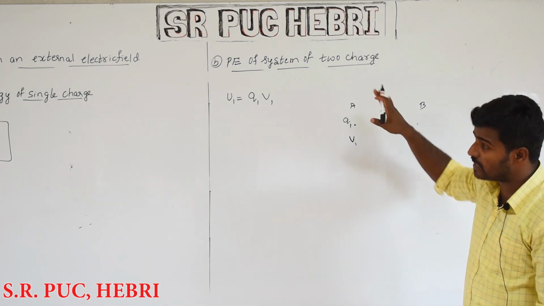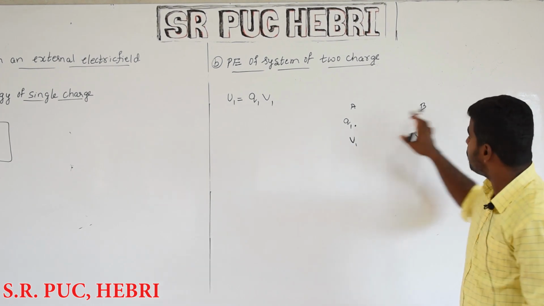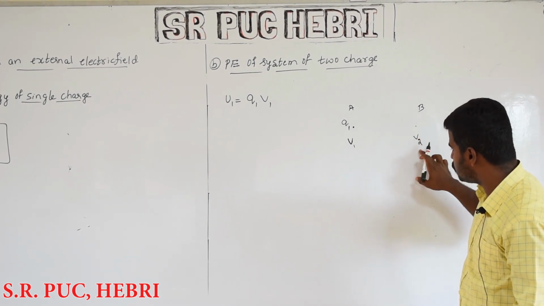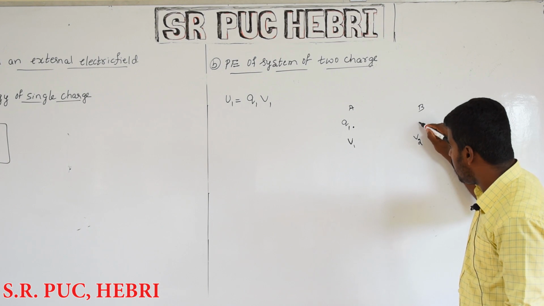But there is a presence of electric field, therefore the point B is having an external potential. That potential is called V2.